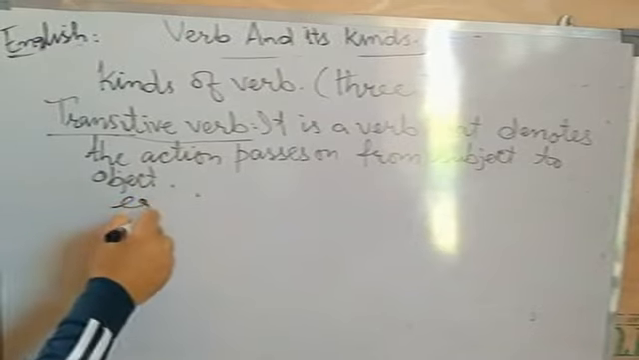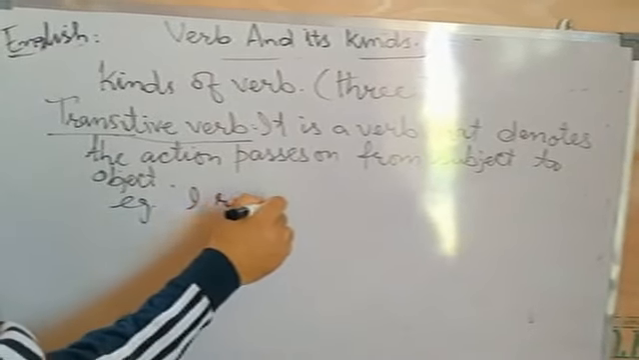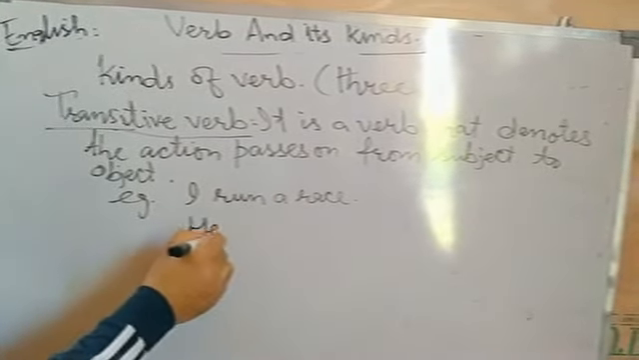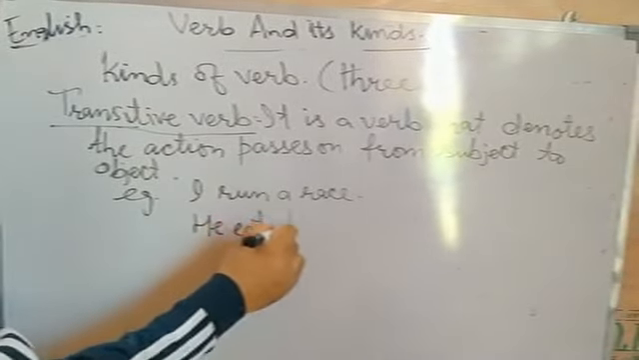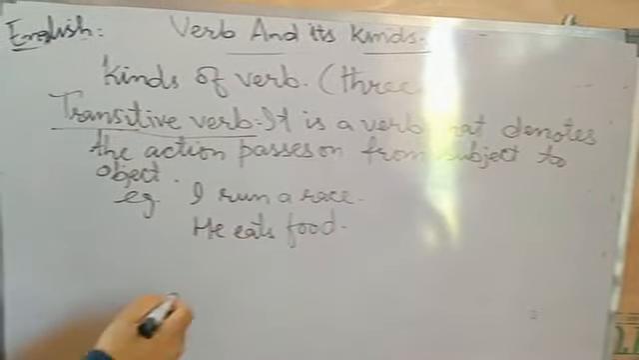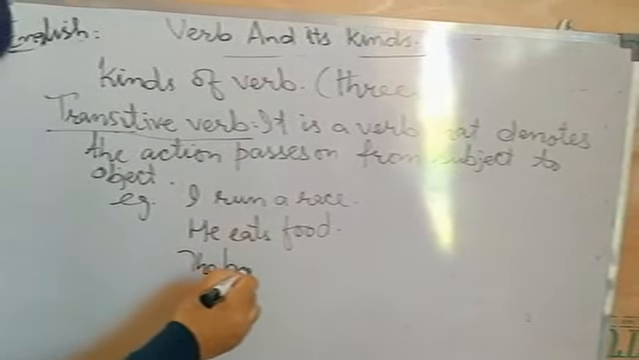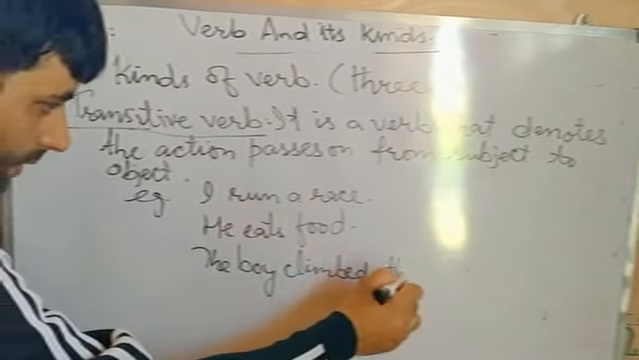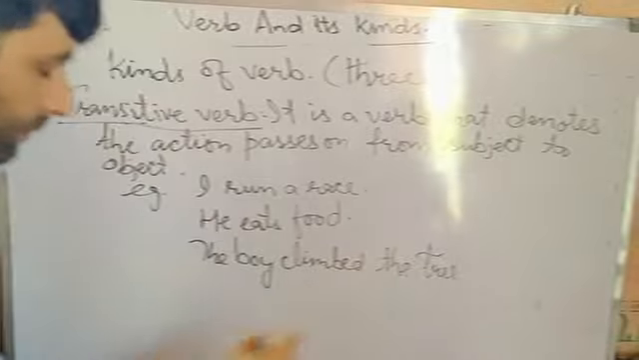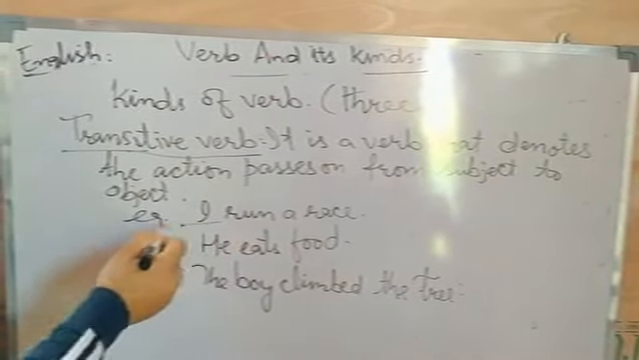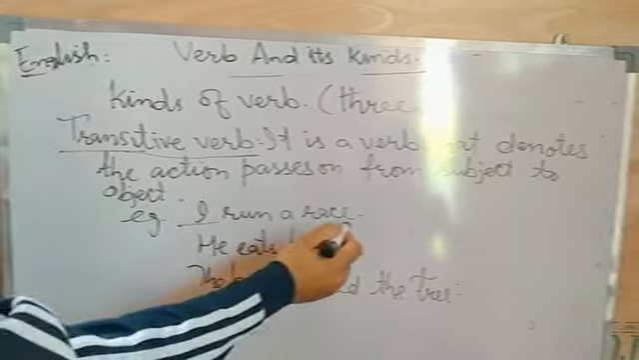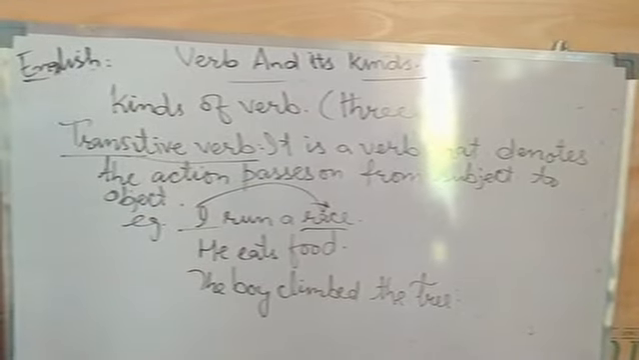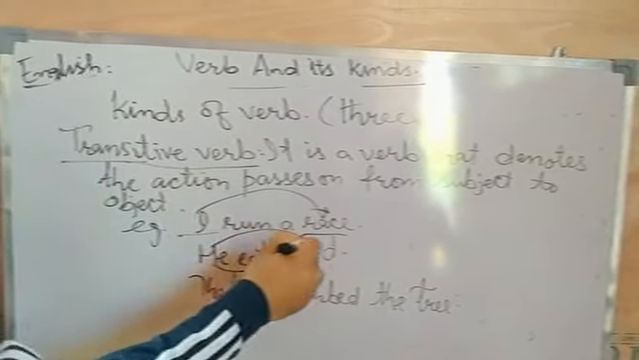For example, I run a race. He eats food. The boy climbed the tree. In this sentence, I run a race, the action passes on from subject to object. He eats food. Action passes from subject to object.